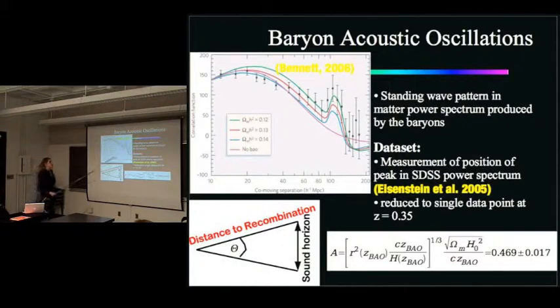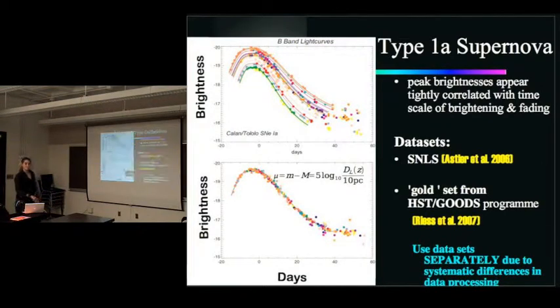So you compare the characteristic scale at the period of recombination with a peak in the late-time matter power spectrum, because the initial perturbations are preserved, and you should see a peak in the late-time matter power spectrum. And this is reduced to a single data point at a redshift of 0.35.